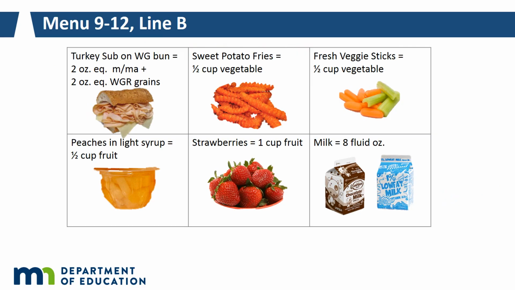So let's look at another menu for grades 9 through 12. This menu offers a turkey sub on whole grain bun, which counts as 2 ounces of meat and 2 ounces of grain, 1/2 a cup of sweet potato fries, 1/2 a cup of fresh veggie sticks, 1/2 a cup of peaches and light syrup, 1 cup of strawberries, and 8 fluid ounces of milk. Is this a reimbursable menu? Yes. All 5 components are offered in at least the minimum required portion sizes for grades 9 through 12.